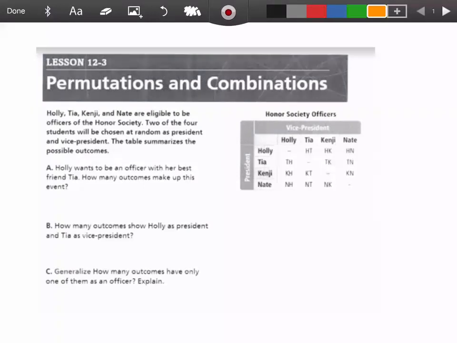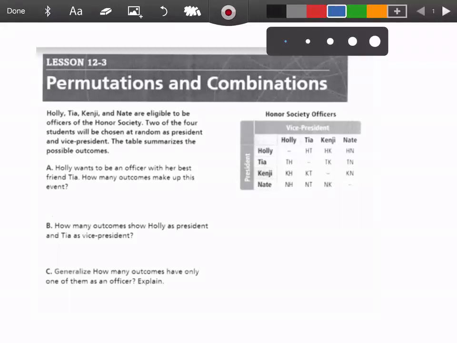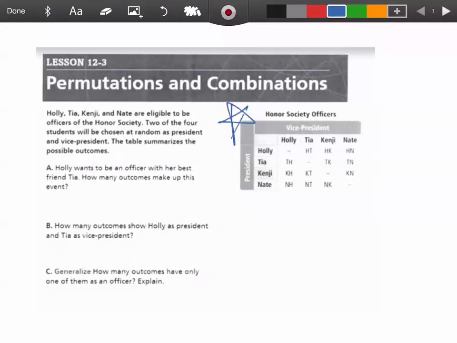2 of the 4 students will be chosen at random as president and vice president. The table summarizes the possible outcomes. Holly wants to be an officer with her best friend Tia. How many outcomes make up this event?